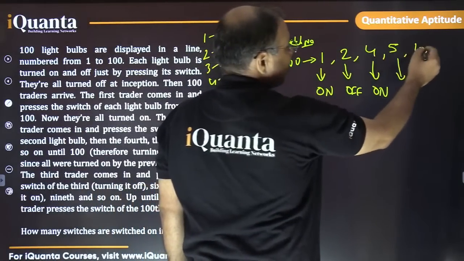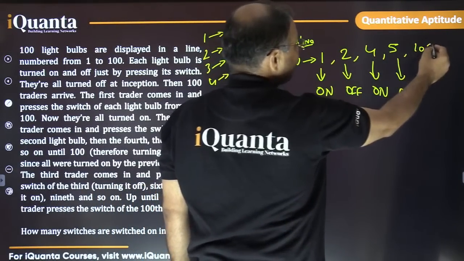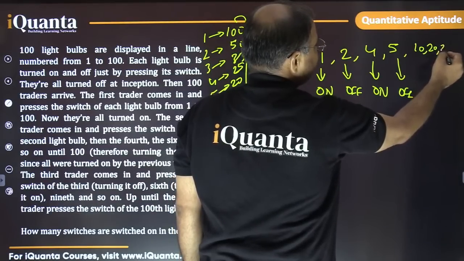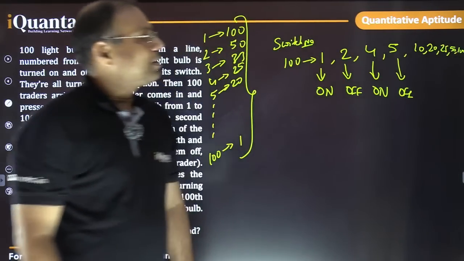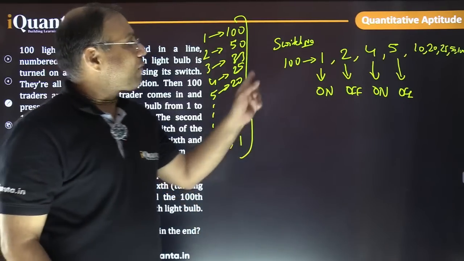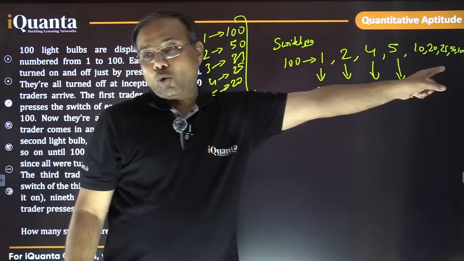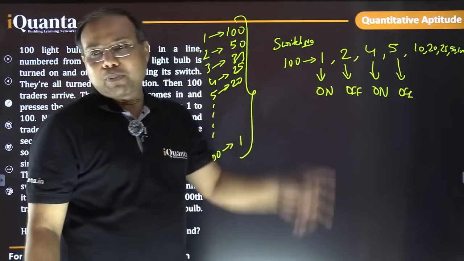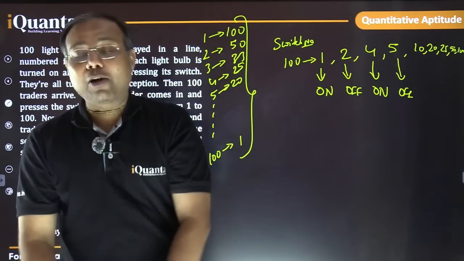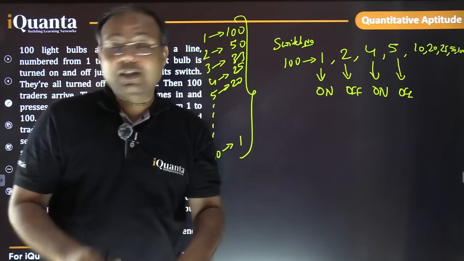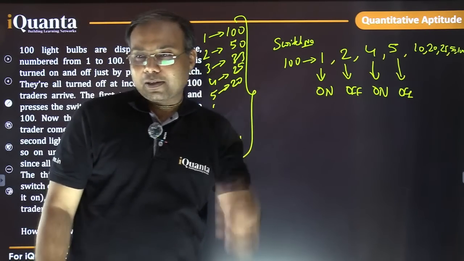So after 10, it would be 20, then 25, then 50, and then 100. Okay? So basically all factors of 100, those traders are visiting this particular switch number. Is it okay? So that's how this topic of factors comes into this picture, this storyline.